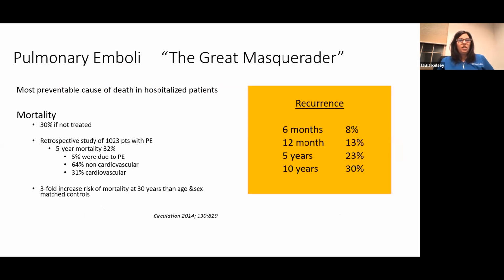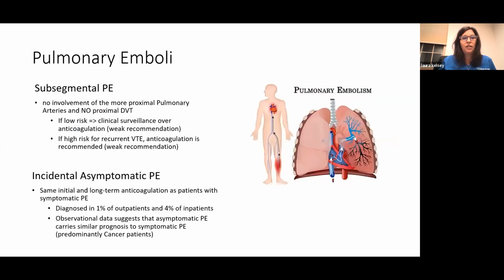So I'm going to transition into pulmonary emboli, the great masquerader. This is the most preventable cause of death in hospitalized patients. The mortality is upwards to 30% if untreated.